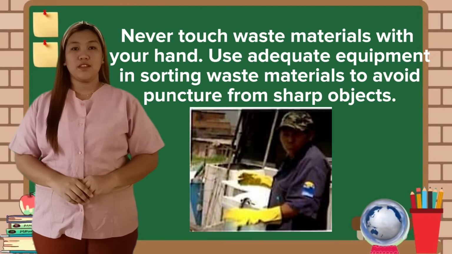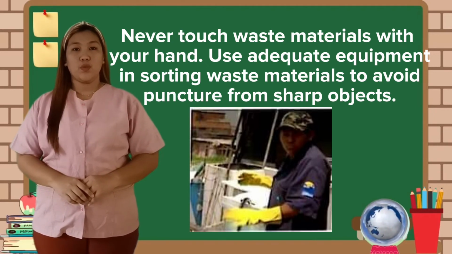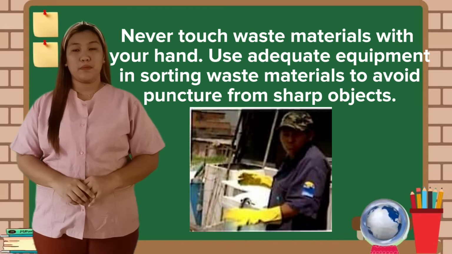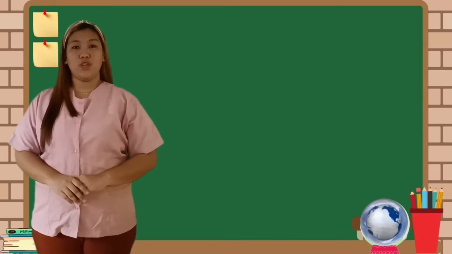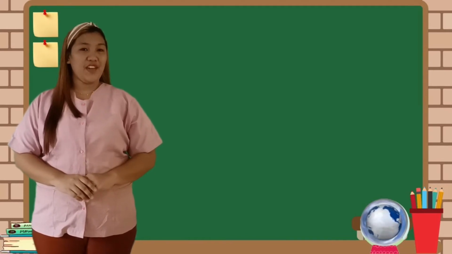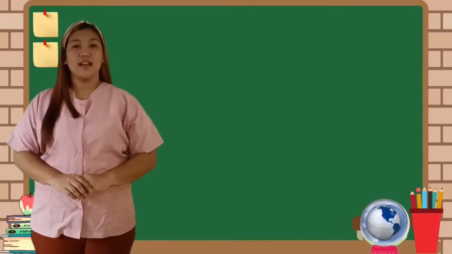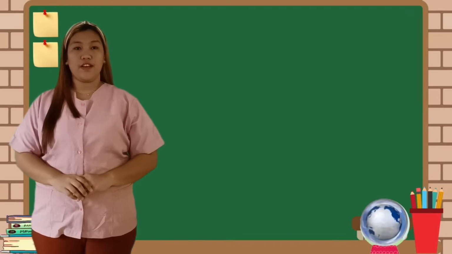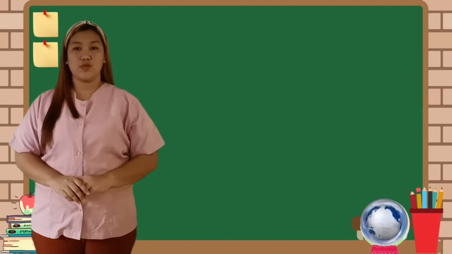Never touch waste materials with your hand. Use adequate equipment in sorting waste materials to avoid puncture from the sharp objects. What materials can we use to avoid puncture from the sharp objects? Okay, very good. Now, there are numerous precautions to take in disposing of your hazardous waste that prevent injury and further effects to the environment. These are the safety precautions of hazardous waste.